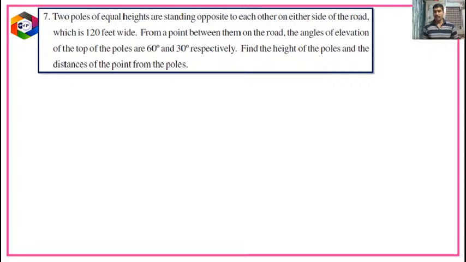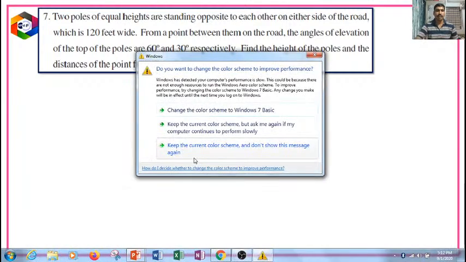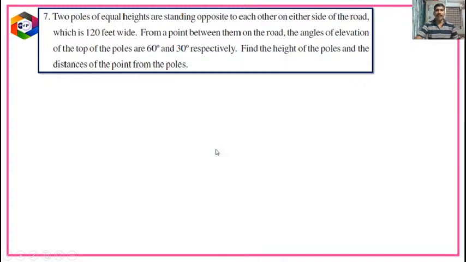Okay, children? Yes. The question is, two poles of equal height are standing opposite to each other on either side of the road, which is 120 feet wide. From a point between them on the road, the angle of elevation of the top of the poles are 60 degrees and 30 degrees respectively. Find the height of the poles and the distance of the point from the poles.